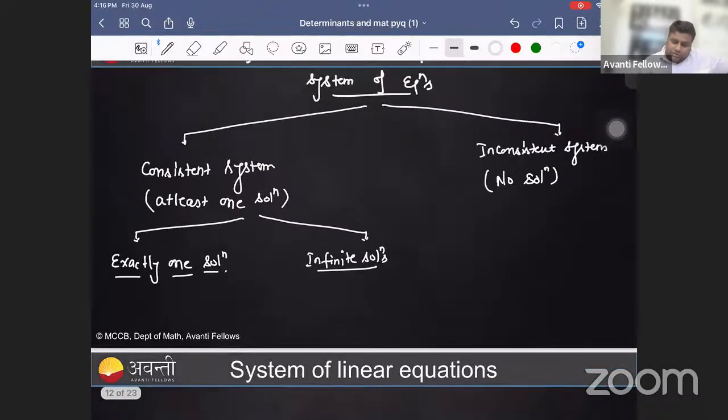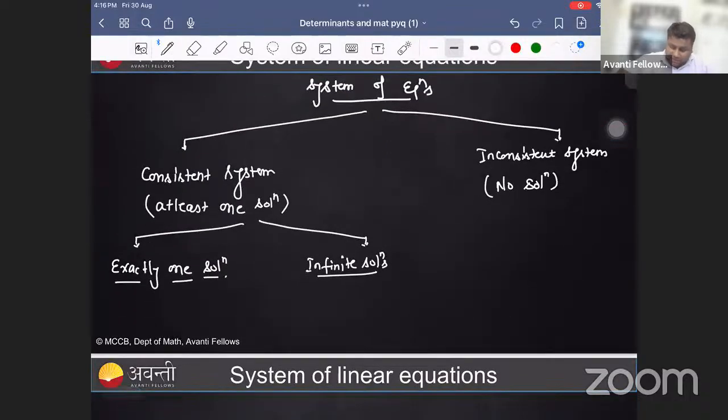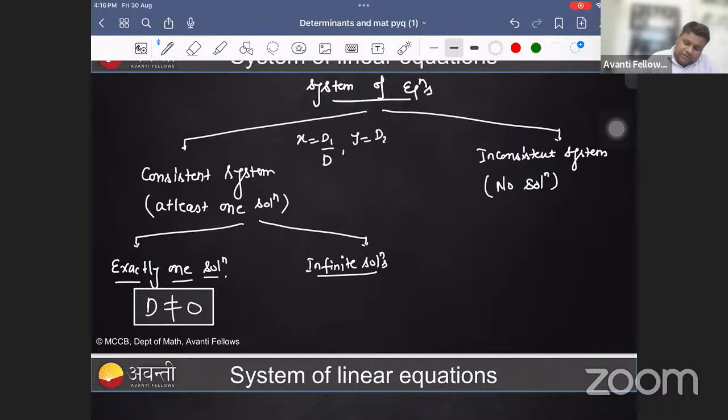So, exactly one solution. Now, if this D has a non-zero finite value, we will get the values of x, y, z, and the system has exactly one solution. D should be non-zero. The denominator of x, y, z: x is D1 upon D, y is D2 upon D, and z is D3 upon D. So if this D is non-zero, we will say the system will have a unique solution.